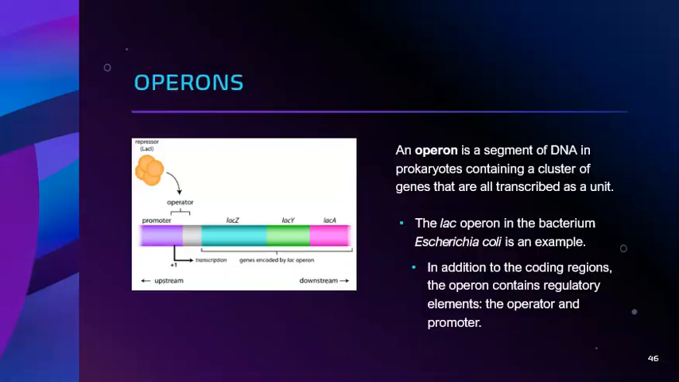Also, we talked about operons. And an operon is a segment of DNA in prokaryotes containing a cluster of genes that are all going to be transcribed as a unit. So yes, they're separate genes, but they will stick together. Anytime we're transcribing this LAC-Z, we're also going to be transcribing LAC-Y and LAC-A because these are part of an operon, which is a group of genes that are transcribed together.